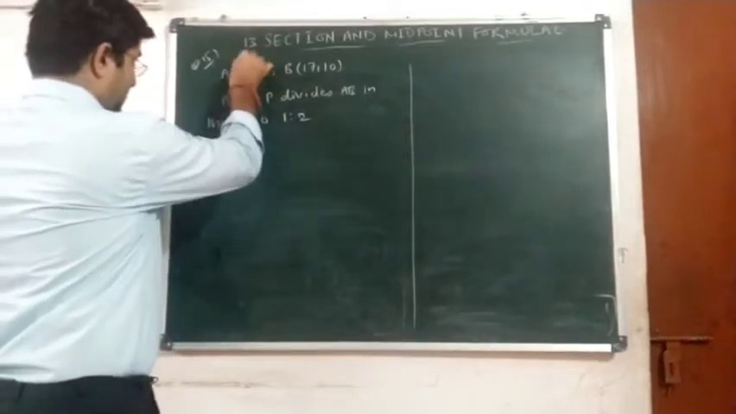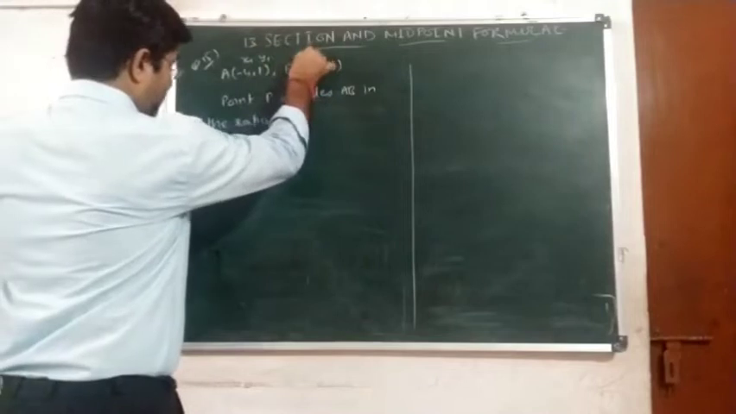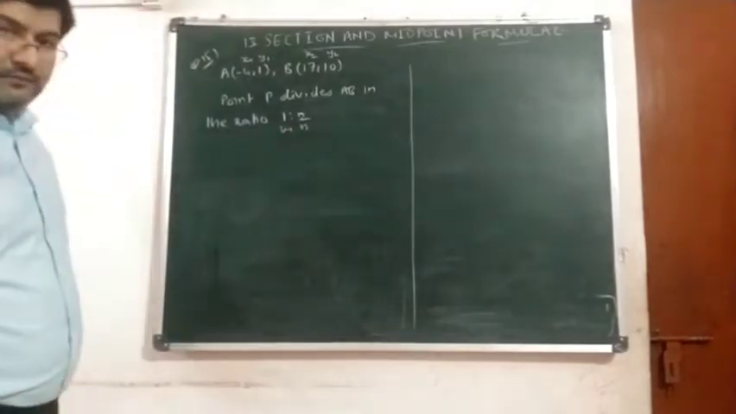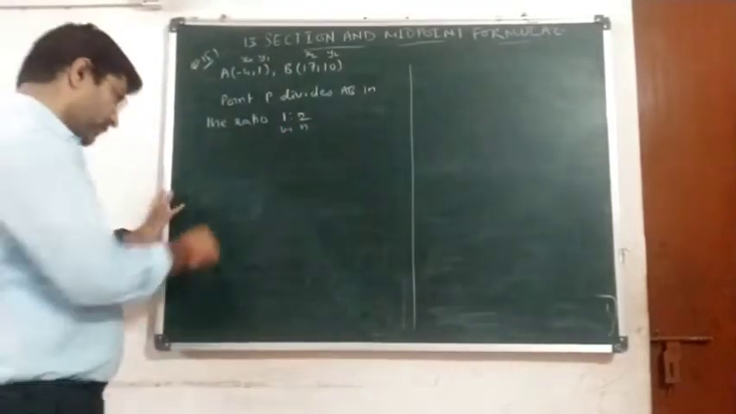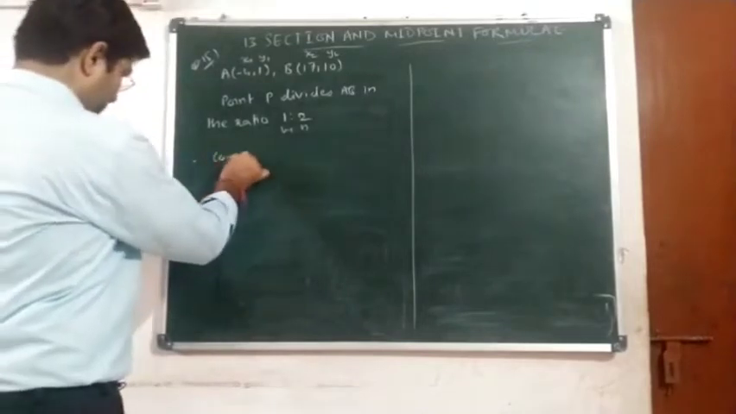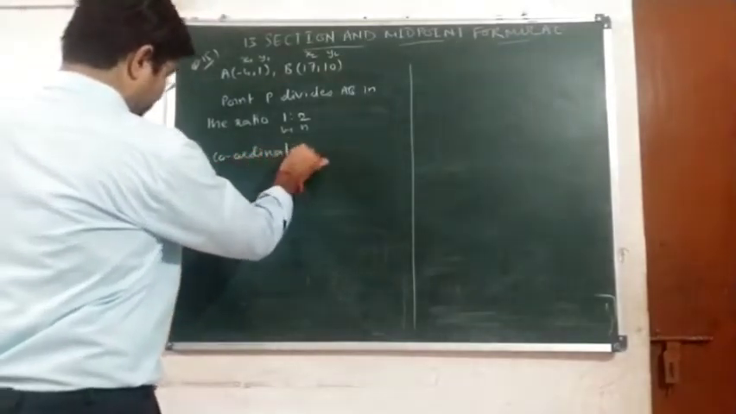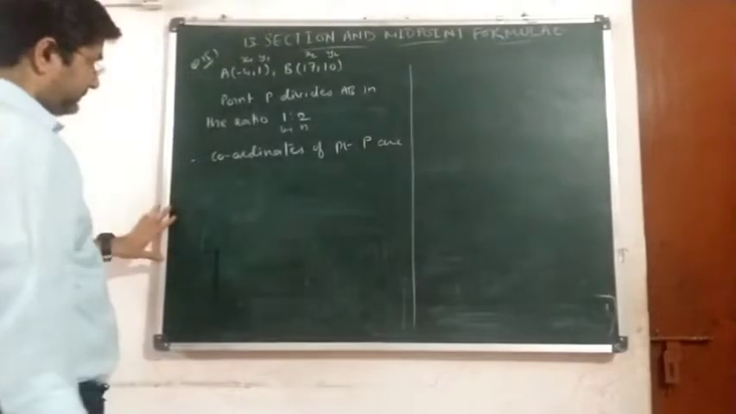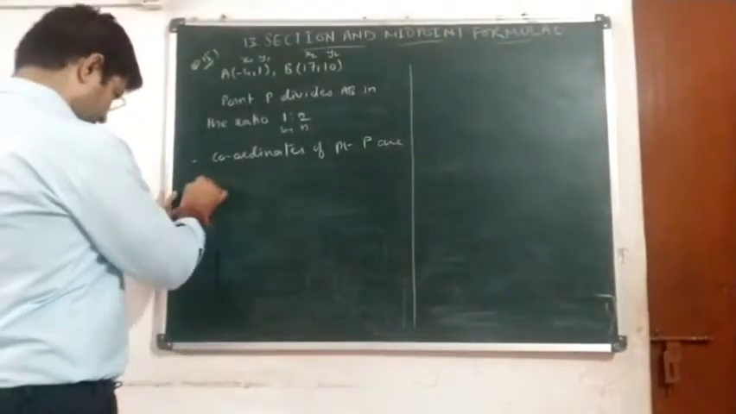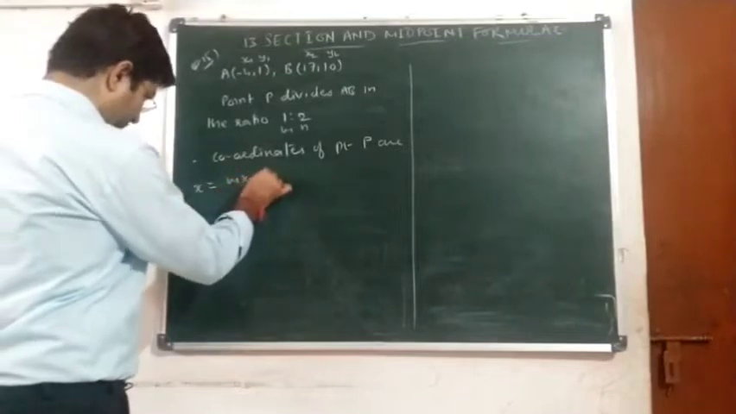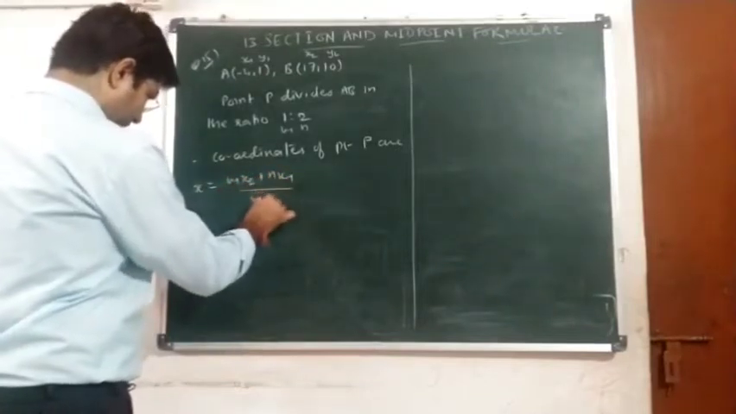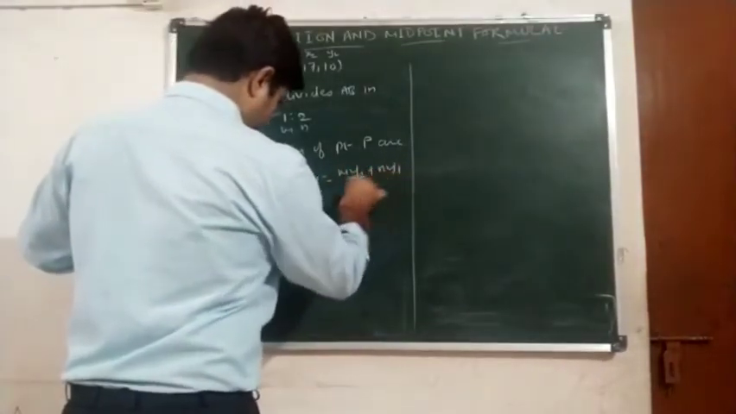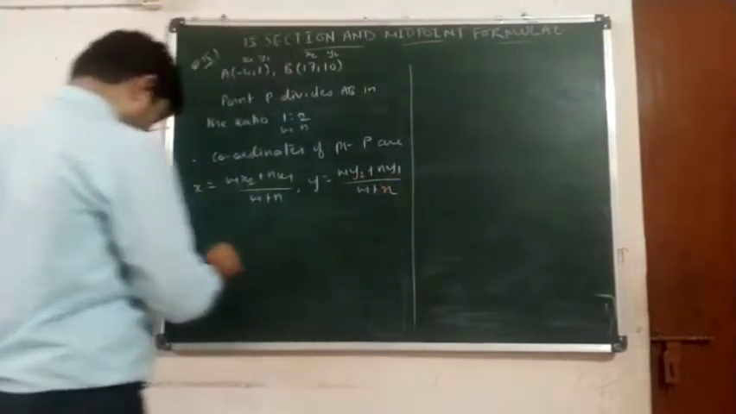So obviously coordinates of A are x1, y1, coordinates of B are x2, y2. Okay, this is m is to n. So let us find out the coordinates of P by using the section formula. Therefore, the coordinates of point P are x is equal to (mx2 plus nx1) upon (m plus n), and y is equal to (my2 plus ny1) upon (m plus n).